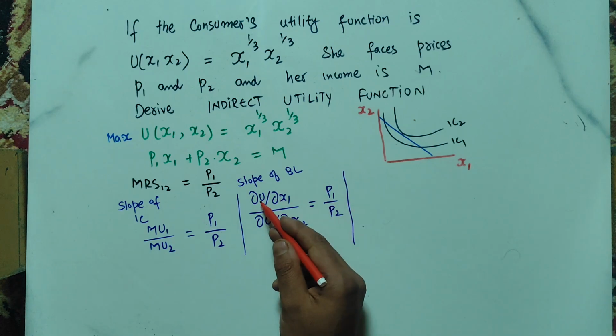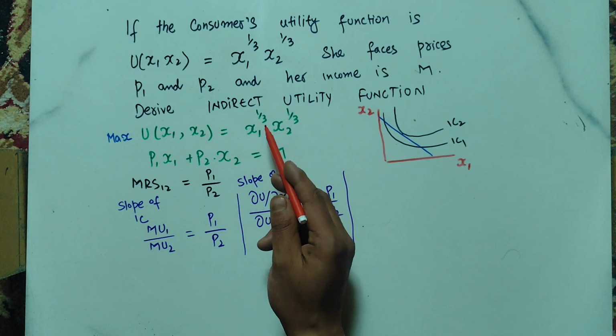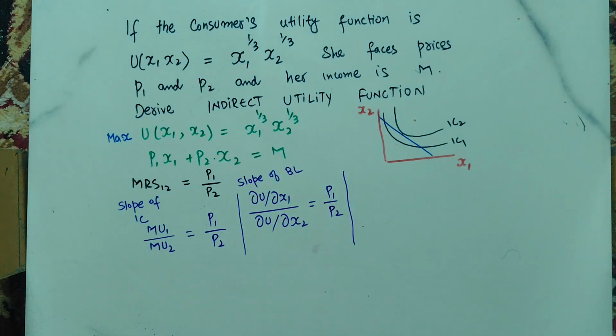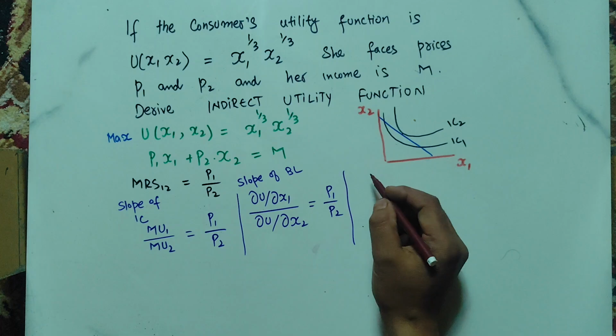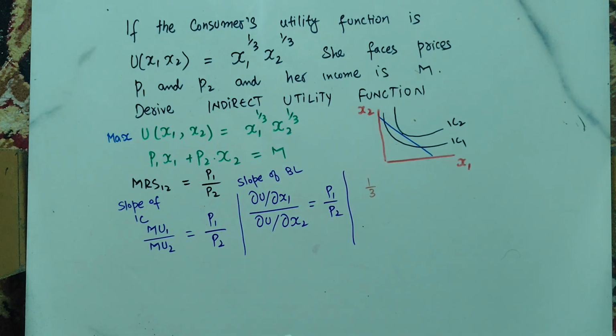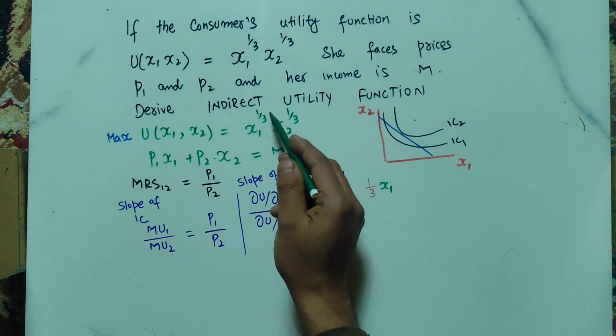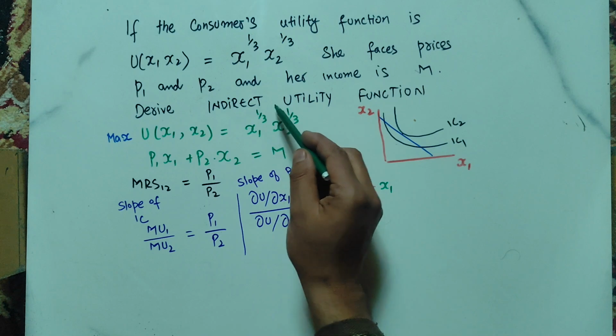First we need to find the partial derivative with respect to good x1. Using the power function rule, the exponent of x1 becomes the coefficient. Let me write it here. The exponent is 1/3, so we get 1/3. Then we have x1, and the exponent is reduced by 1, so 1/3 minus 1.